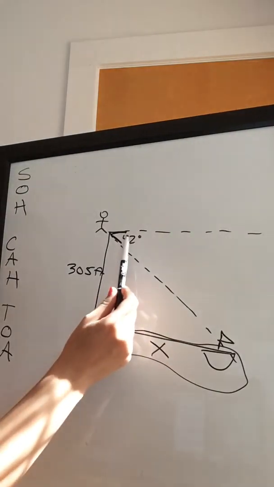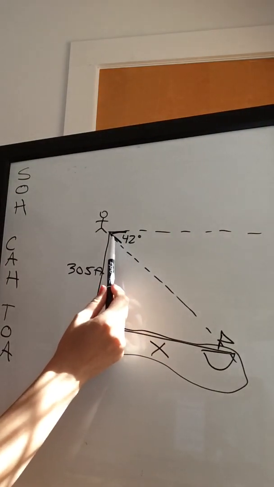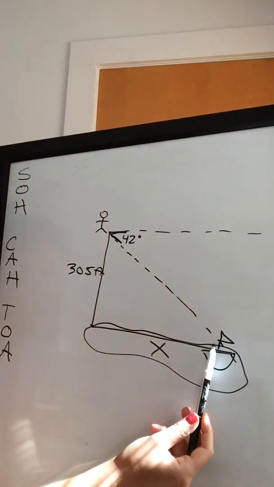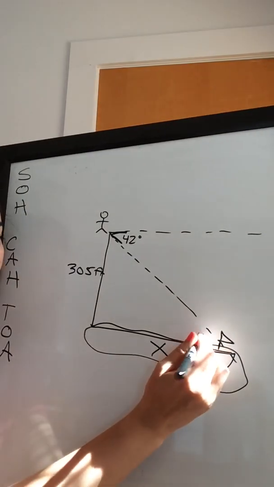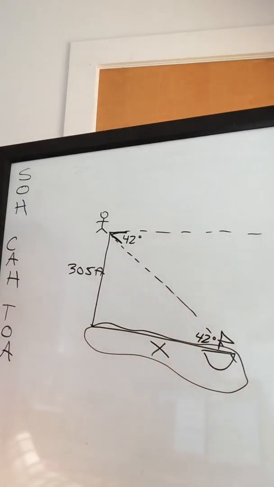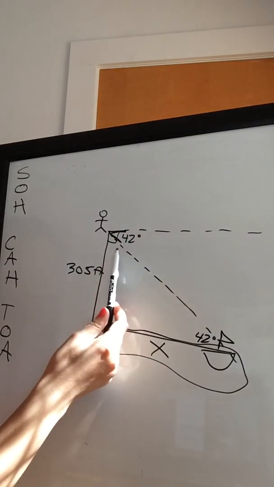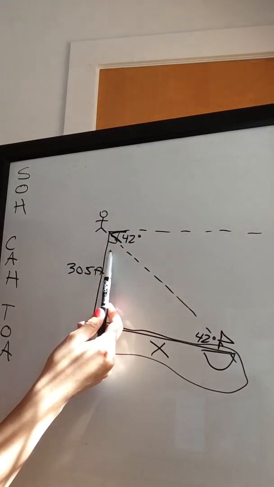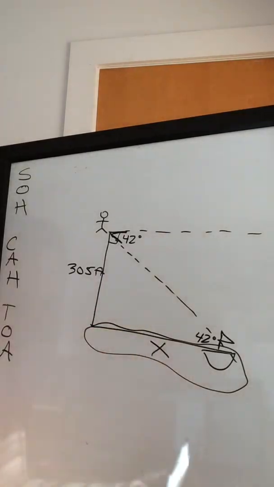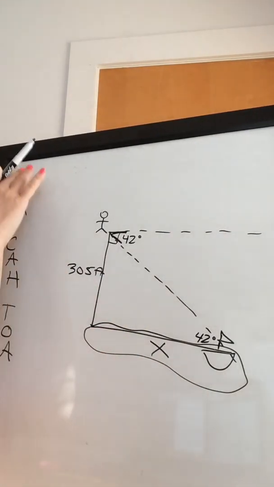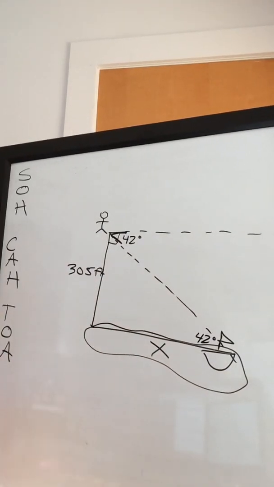Like I told you, this angle, the angle of depression looking down at the boat, is the same as the angle of elevation looking up. So you know that's 42. Or you know that this is a right angle. So you could just do 90 minus 42 and use this angle, 48. Either way will work. It'll just change which trig function you're going to use.